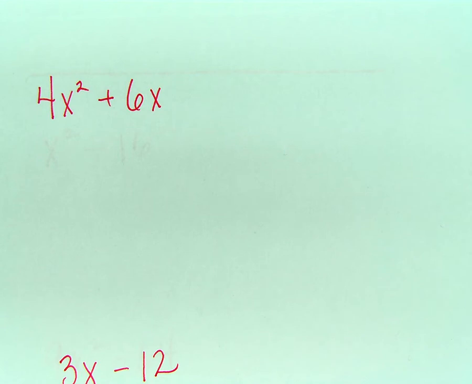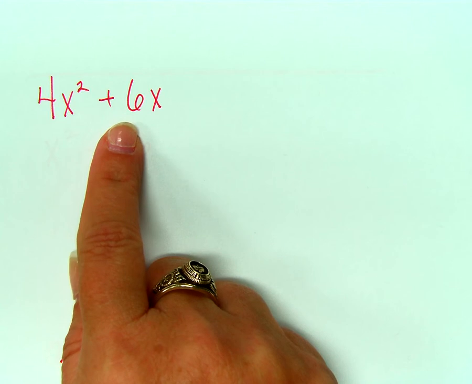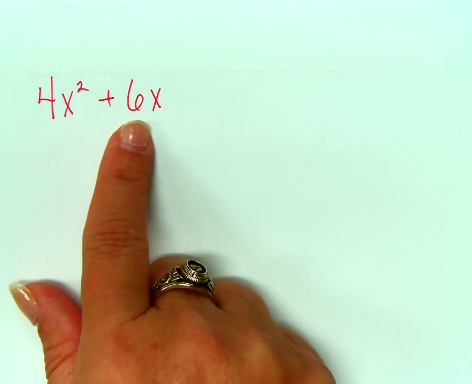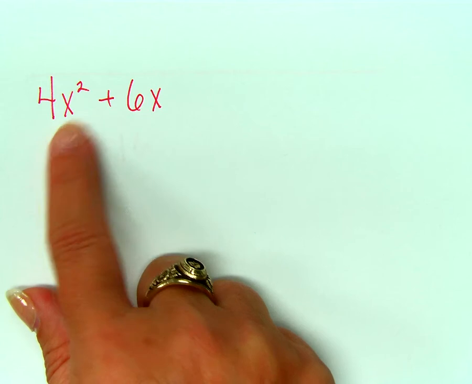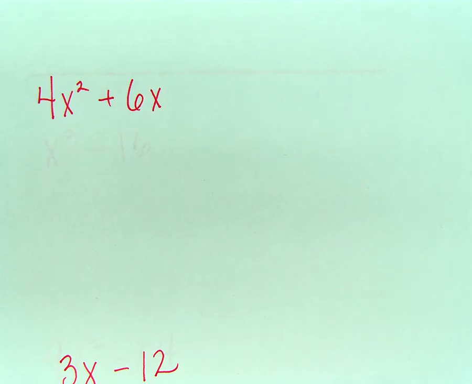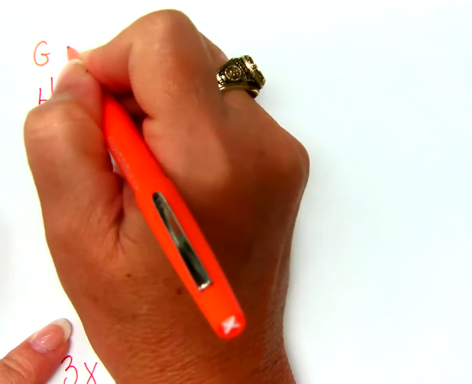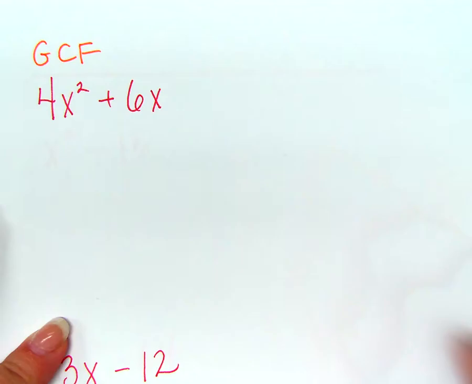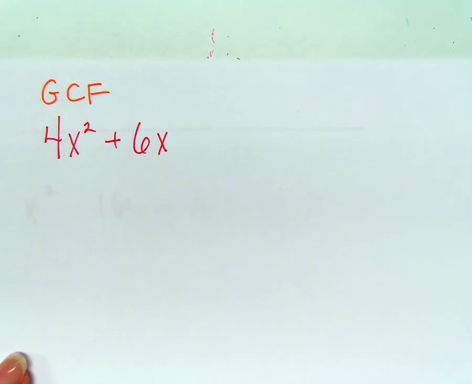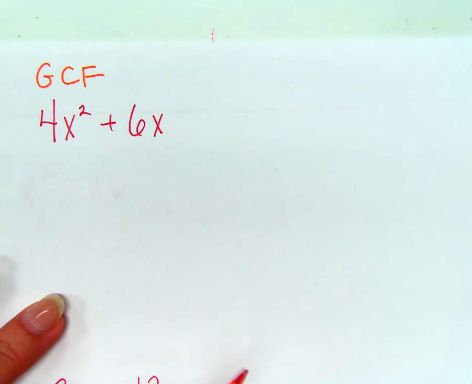So now, tell me what you notice about these first two terms. They're both divisible by 2. They're different terms. They're both positive. Red ink. They both have an x, right? So if we're trying to factor, we're looking for the GCF. Greatest common factor. So in these two terms, what is the greatest common factor?